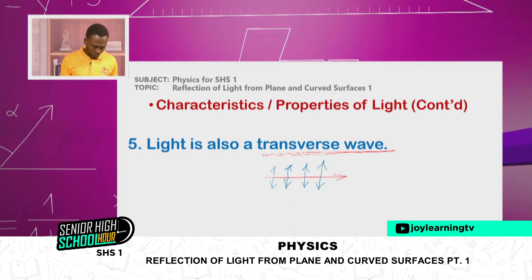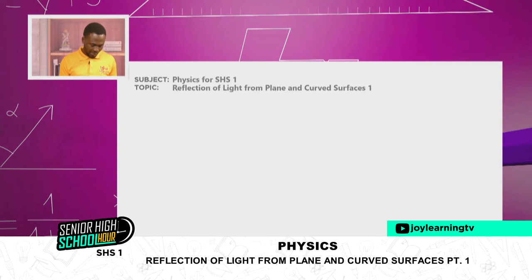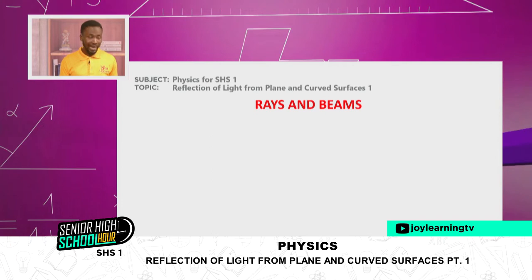And I expect you to be able to also find out more properties, more characteristics of light waves or light rays for yourselves. And I'll be glad you will be able to make quite much progress in that area. So we move on with rays and beams. In our lesson objectives, we made mention that you should be able to tell at the end of the lesson what a ray is and what a beam is.